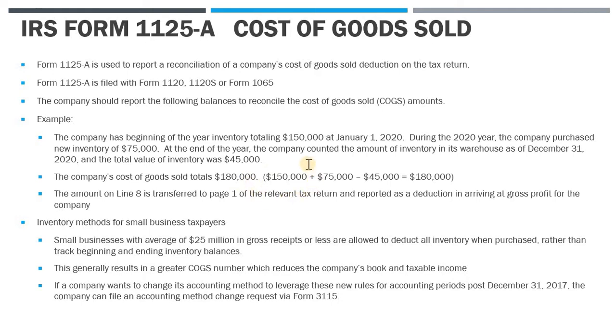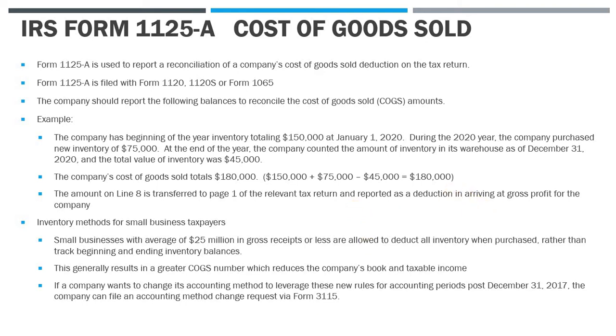Well, in order to compute cost of goods sold, you take beginning of year inventory, the 150, you add the purchases during the year, right? Purchase 75,000 of new inventory, and then you would subtract out whatever you've got at the end of the year, right? And so they've counted up their inventory, they have 45,000 left over, which means that during the year they sold $180,000 worth of product, okay? Now the 180,000 cost of goods sold figure is going to be reported on the 1125A, but then ultimately transferred to page 1 of the relevant tax return as a deduction for cost of goods sold, right? And that's used to arrive at gross profit for the company.